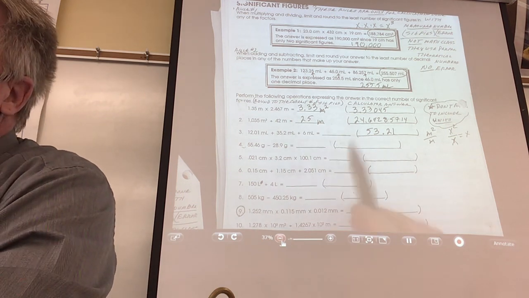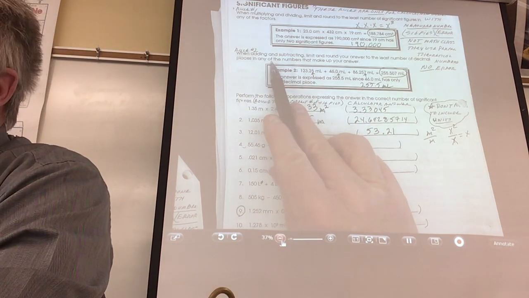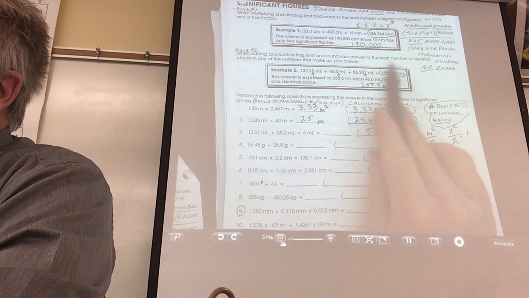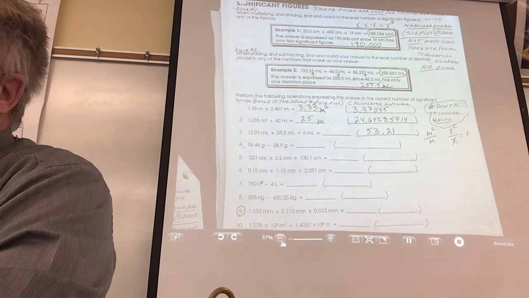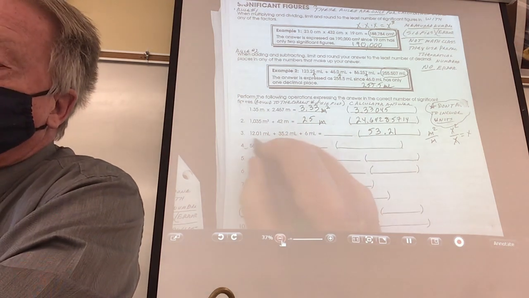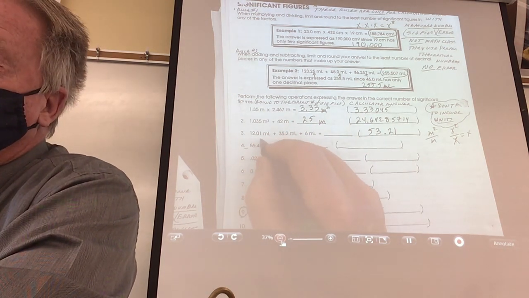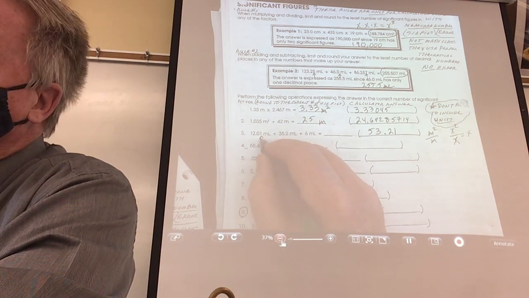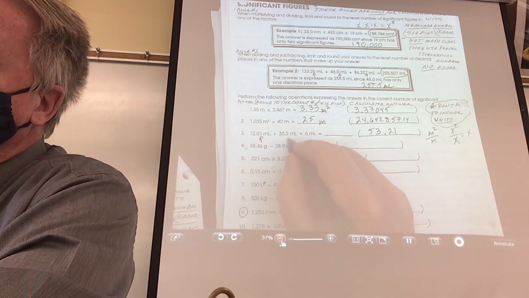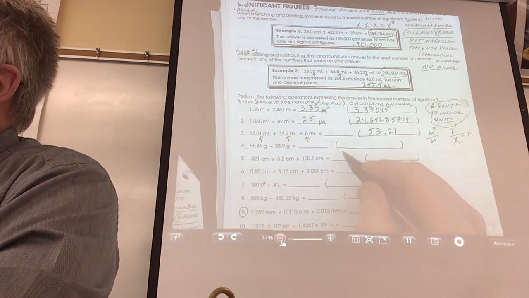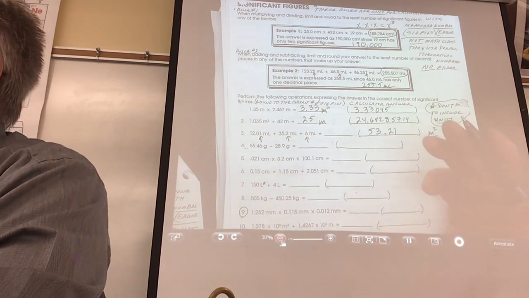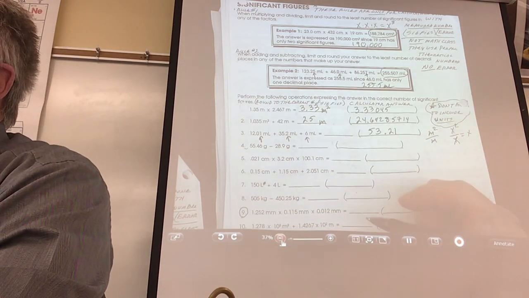All right. What's the rule for adding and subtracting? What, the least number or what? Okay, so now, ready? Taylor, how many decimal places did this one go to? Just say hundreds place. How about this one? Tens place. And what about this one? The ones place. What's the least number? The ones place.